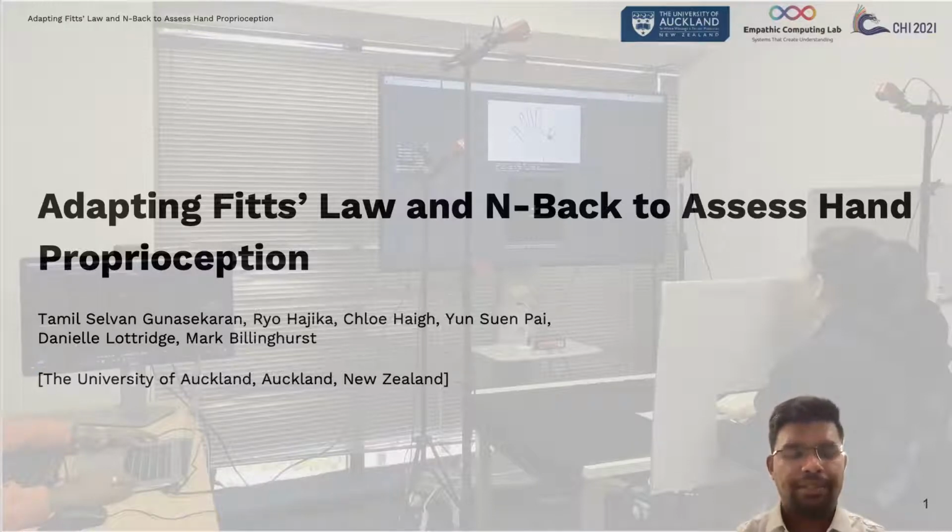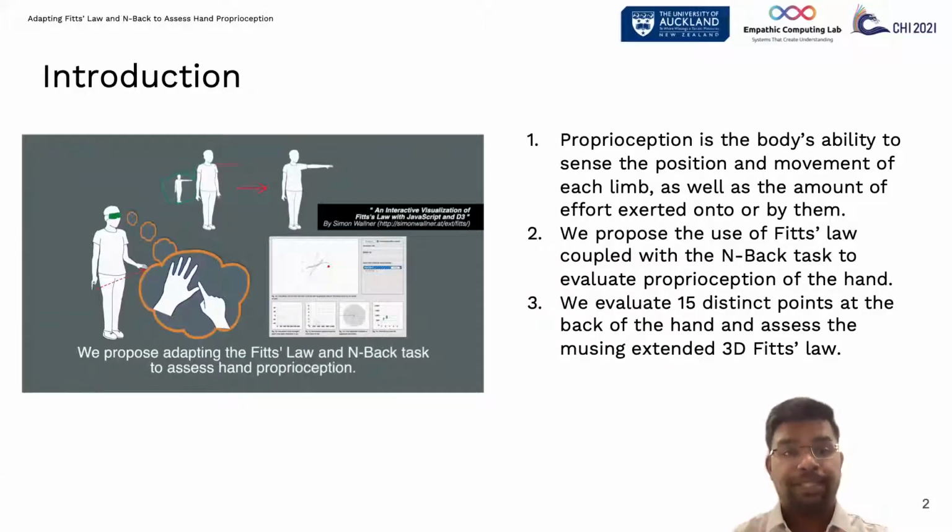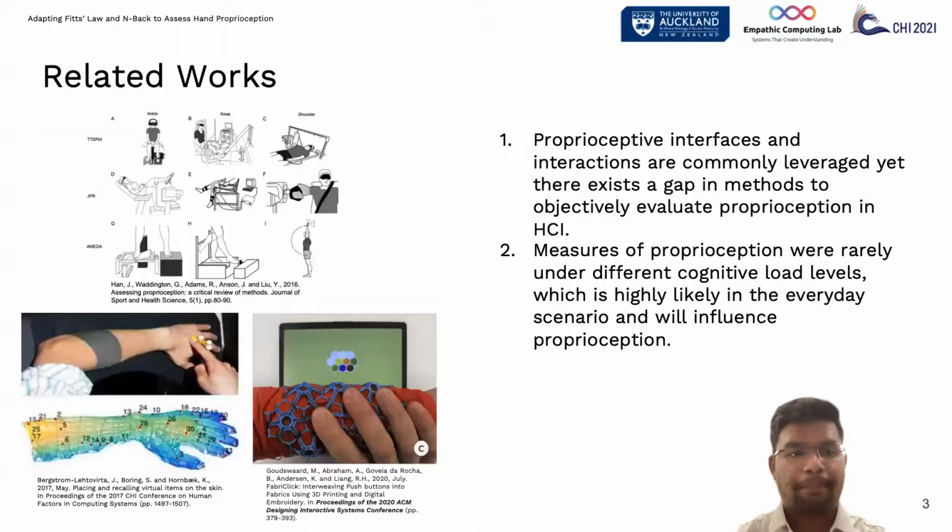In this work, I'm going to talk about adapting Fitts law and n-back task to assess hand proprioception. Proprioception is the body's ability to sense the position and movement of each limb as well as the amount of effort exerted onto or by them. In this work, we are proposing the use of Fitts law along with n-back task to evaluate proprioception of the hand. We evaluated 15 distinct points at the back of the hand, such as knuckle, middle knuckle, nail, across all fingers using extended 3D Fitts law.